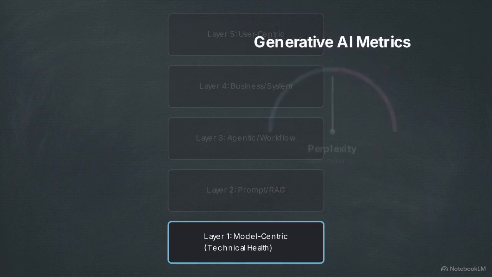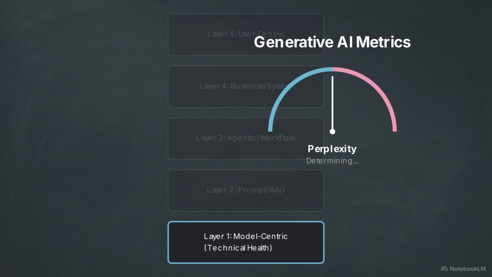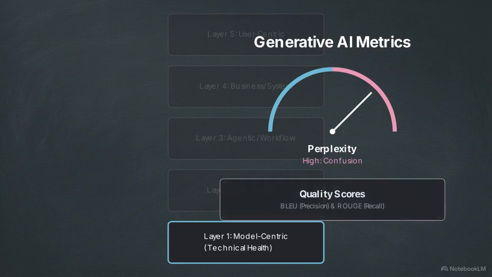Evaluating generative AI requires a different approach. Instead of deterministic labels, we measure the model's probabilistic confidence, a metric known as perplexity. Low perplexity means the model is highly confident in predicting the next token. High perplexity indicates confusion. For summarization and text generation, we track quality using ROUGE and BLEU scores.